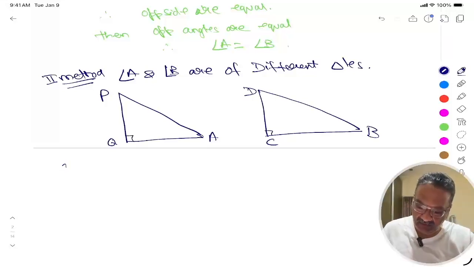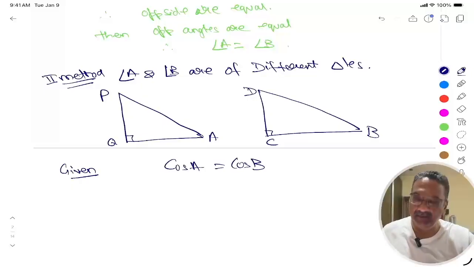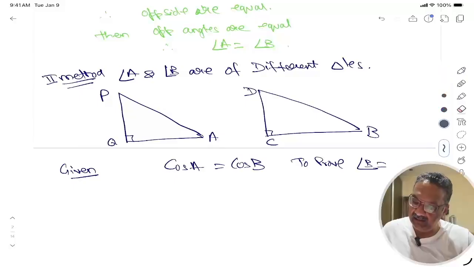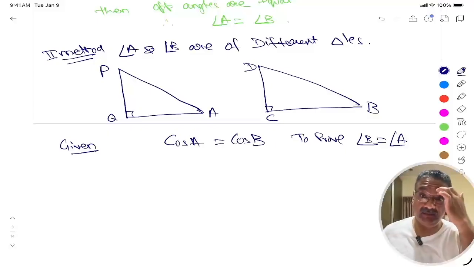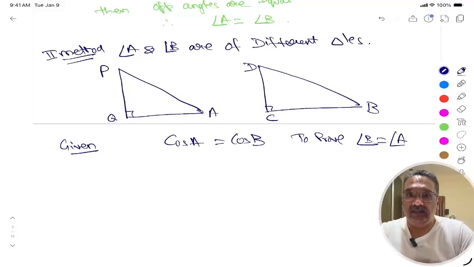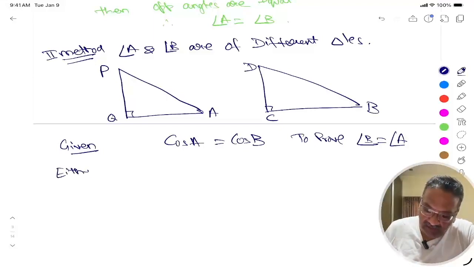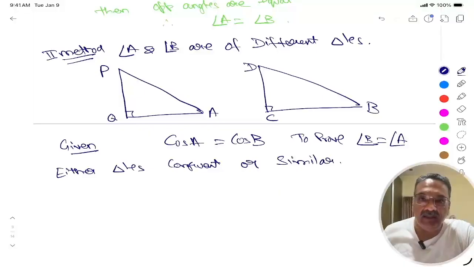Here, what is given: cos of A is equal to cos of P. What do we have to do? We have to prove that angle B is equal to angle A. Okay? So now think. See, if in two triangles two angles have to be equal, then either the triangles have to be congruent or they have to be similar. Okay, now what do we know? cos A is equal to cos B.